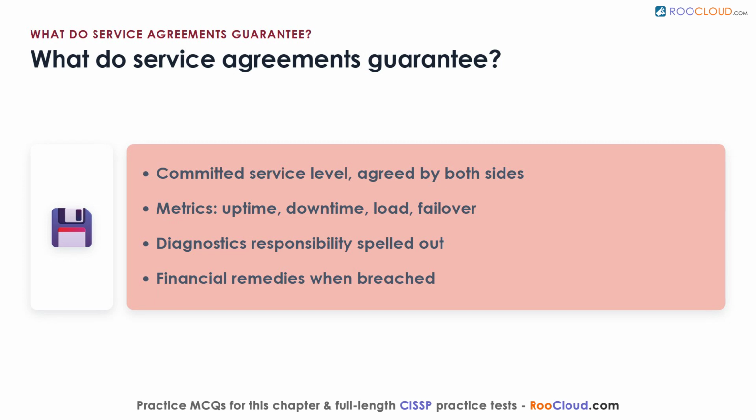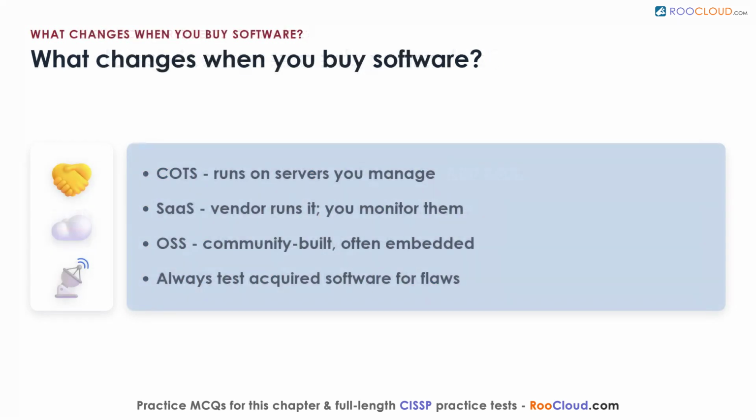They usually carry financial remedies too, so a provider who breaches the agreement, say by leaving a critical circuit down too long, might have to waive charges. Both sides monitor the metrics to confirm compliance. Think of it as a warranty with teeth, spelling out exactly what you were promised and what it costs the provider to fall short. What changes when you buy software instead of building it?